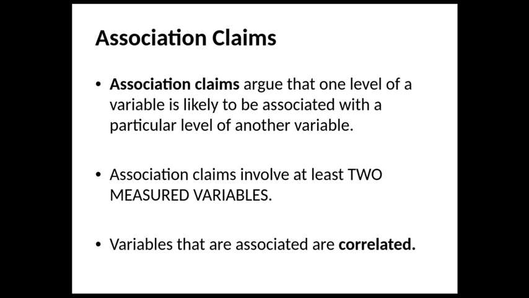Association claims argue that one level of a variable is likely to be associated with a particular level of another variable. So association claims involve at least two measured variables. Those variables that are associated are correlated. So that's when we talk about a correlation. We're not looking to see if one causes the other. We're just looking to see how well they're related to one another.